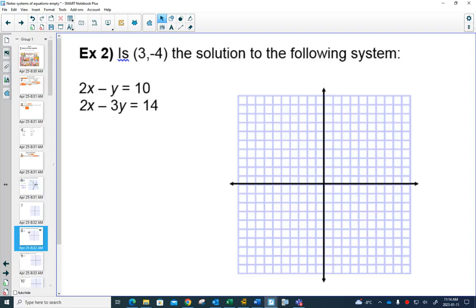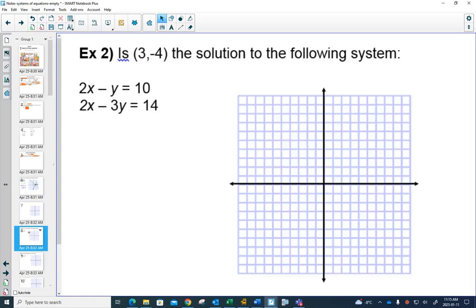Okay. Second one. 2x minus y equals 10. 2x minus 3y equals 14. All right. You want to do this one together, or do you want to try it on your own? Still a graphing one. Oh, but it says is 3, negative 4 a solution? It's not? How do you know it's not?